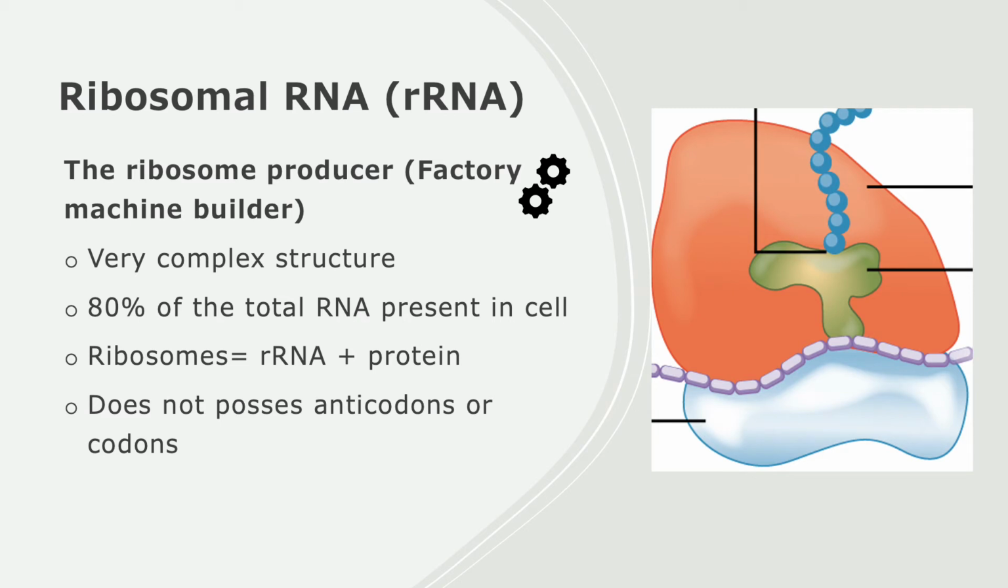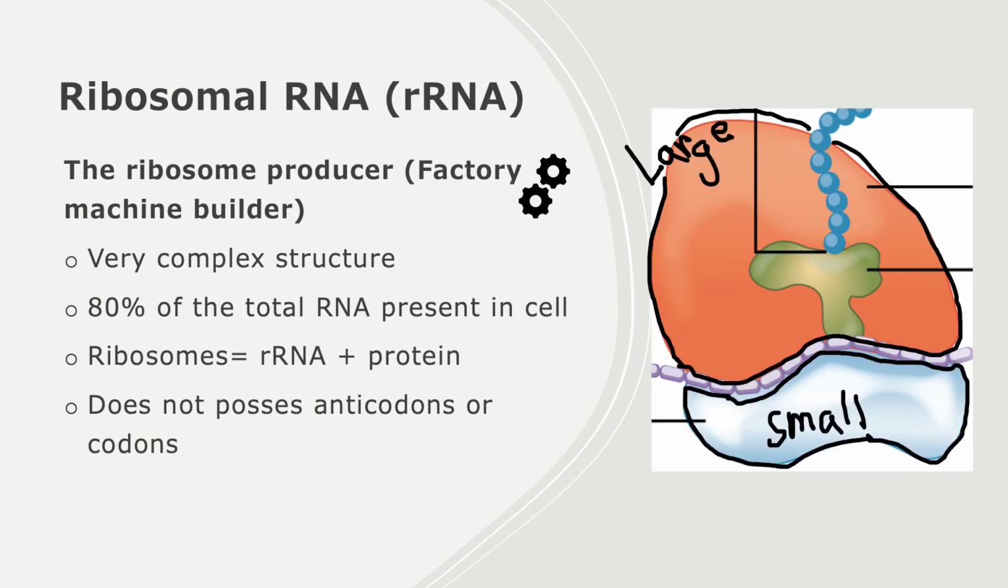Like we already said, rRNA and protein is what ribosomes are made out of, and they do not possess anticodons or codons like the other two types of RNA that we're talking about do. So ribosomes are composed of a large subunit and a small subunit, and these make sure that the mRNA gets wedged in between during translation. Ribosomes are absolutely critical in order to synthesize proteins, and the structure and function of these ribosomes is very similar across all species. However, typically humans have more nucleotides in their rRNA than bacteria do.